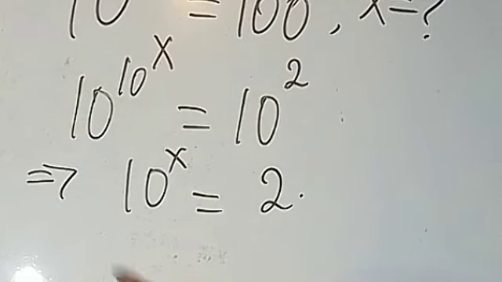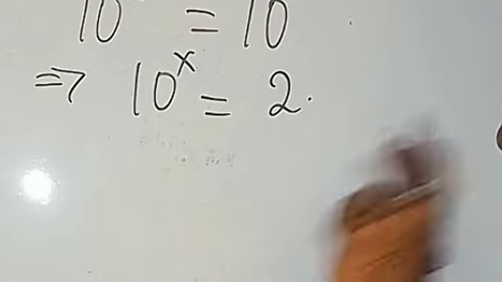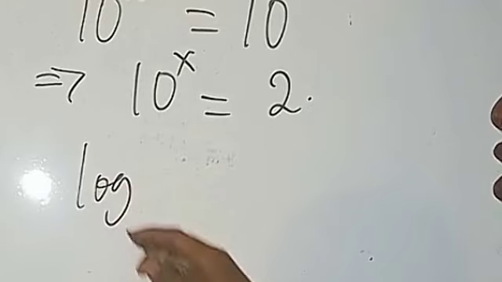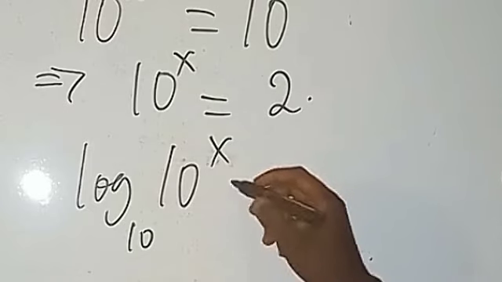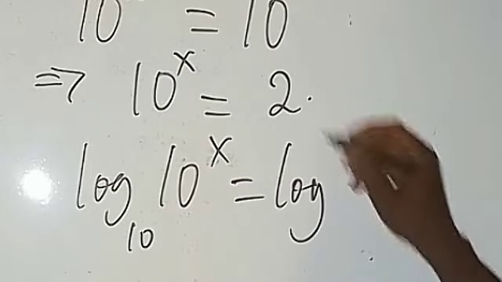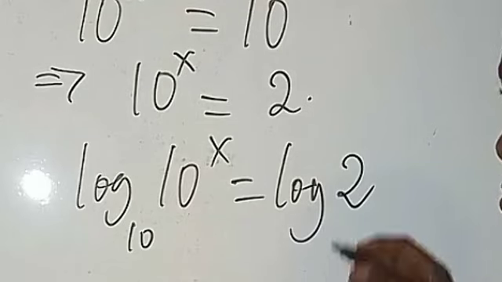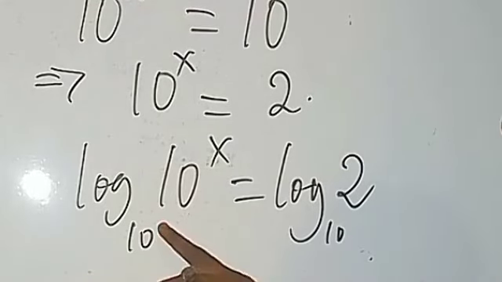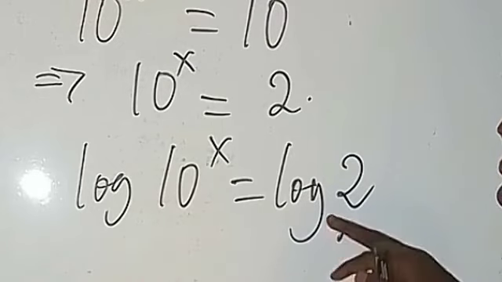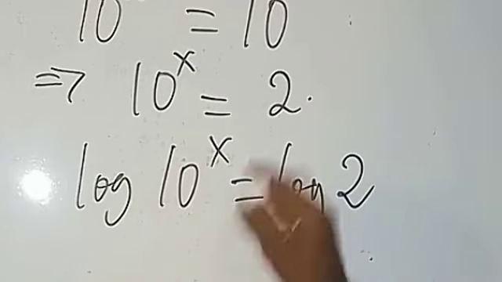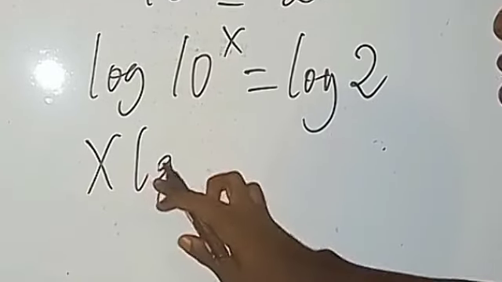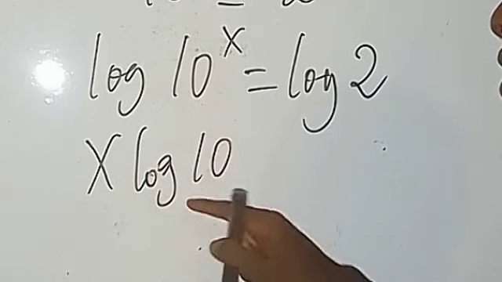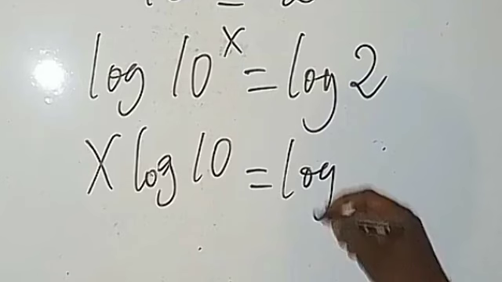So what I'm going to do is introduce logarithm to both sides of the equation, and that is going to be log with respect to base 10. We have log of 10 to the power of x equals log of 2, base 10. Or better still, you can leave it like this without putting the base. It says the same thing. So now from here, this x will come down. We have x log 10 equals log 2.